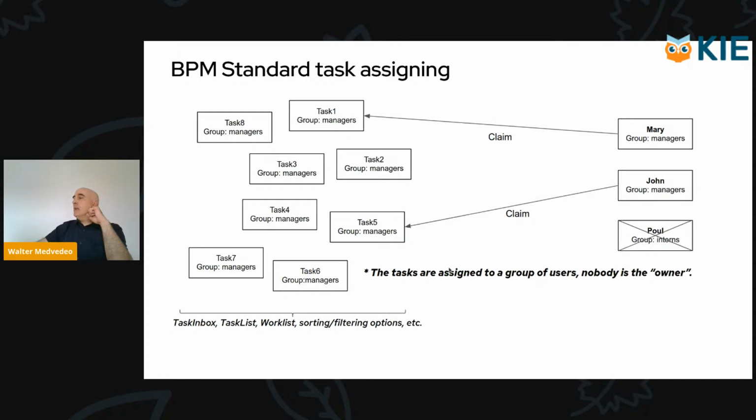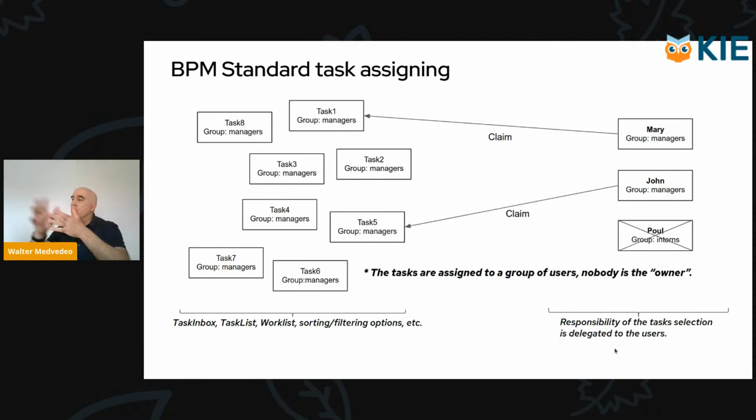Of course, if user John wants to work with a task, he also needs to pick the task from the list. And what we have in the standard way of working with tasks is that the responsibility of the task selection is delegated to the users, who need to go completely through a manual procedure. This is not an issue at all, right? That's the way we work in standard business process management. All implementers work this way, and this is not an issue.